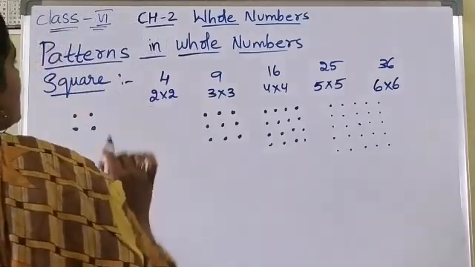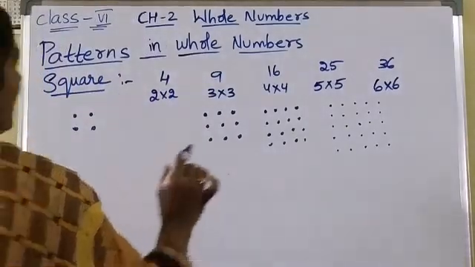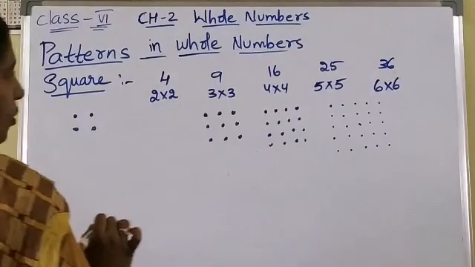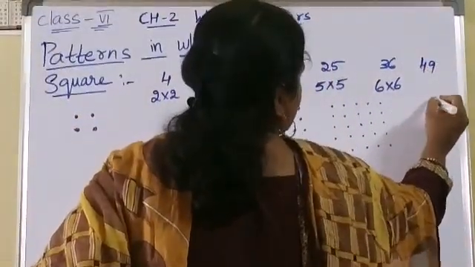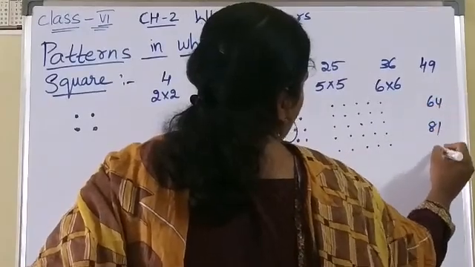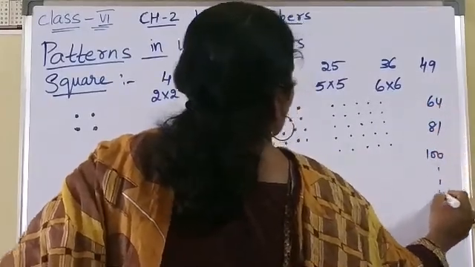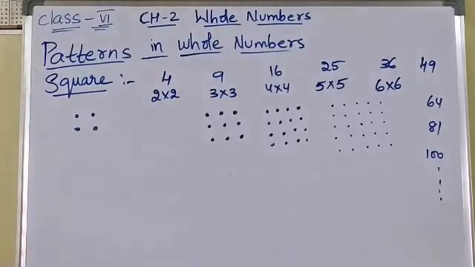So, these square numbers can be represented as square patterns in patterns in whole numbers. Next, after 36, you will get 49, 7 sevens are 49, 8 eights are 64, 9 nines are 81, 10 tens are 100, and so on. So, these numbers are square numbers.